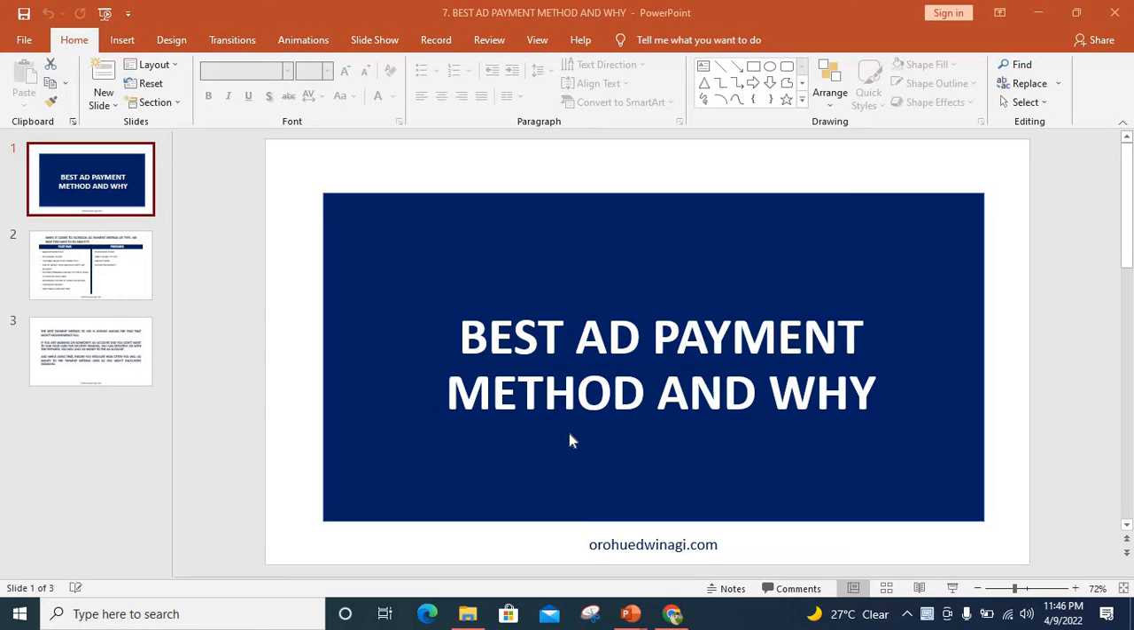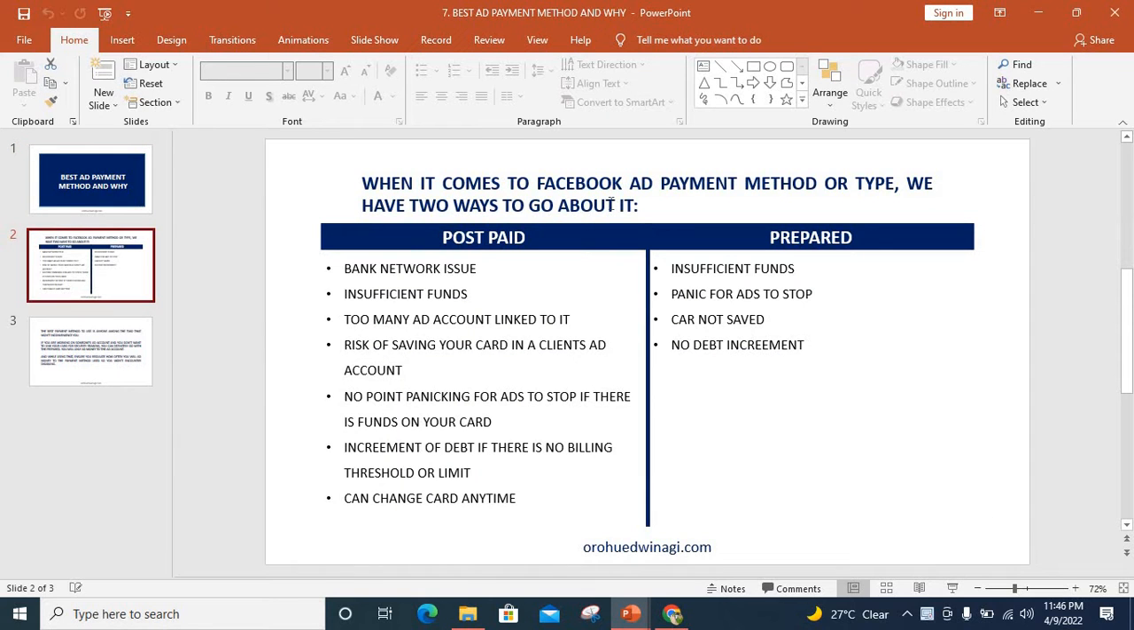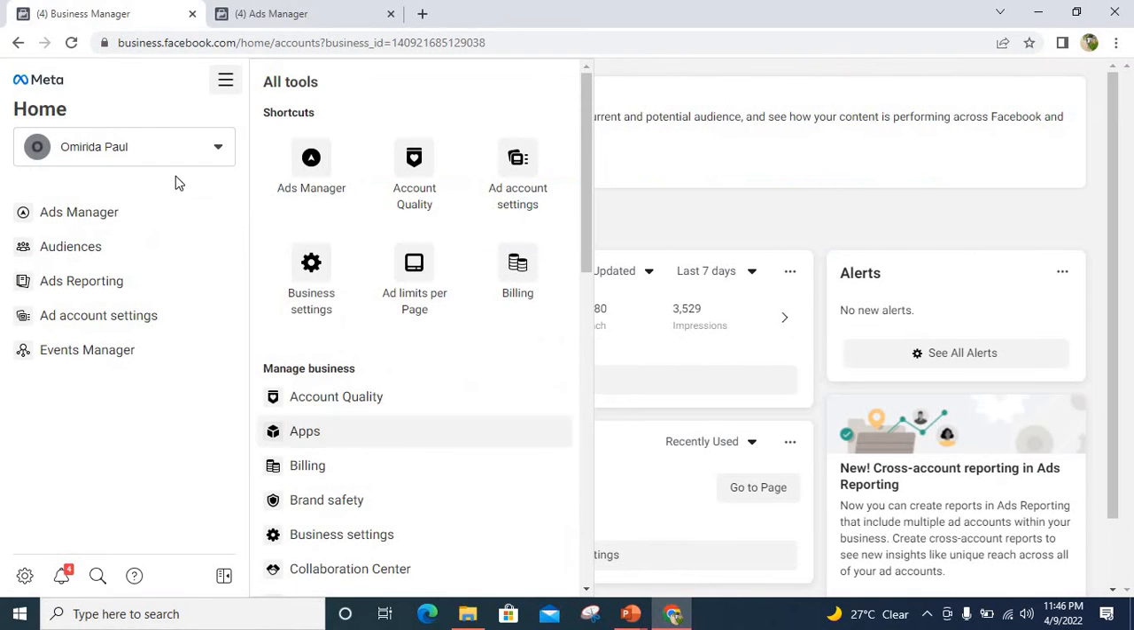They have been asking what is the best payment method for Facebook ads, and I've been telling people yes, we have two ways to actually pay for our ads. I think three ways. We have the postpaid, the prepaid, and we have the ad credit. So now let's look at the best ad payment method and why. So here you can see when it comes to Facebook ad payment method or type, we have two ways to go about it. We have the postpaid and we have the prepaid. So let's look into our dashboard and see what it means.